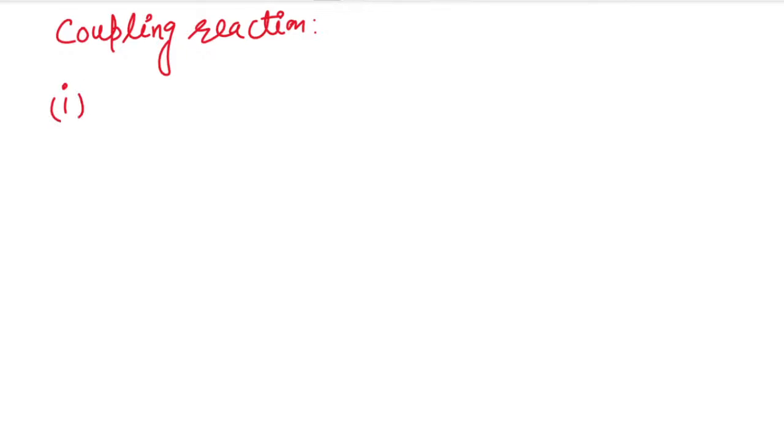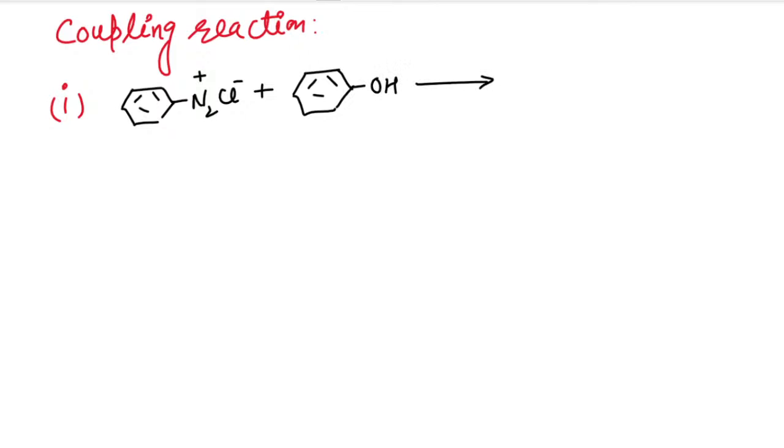If we have a diazonium salt and it reacts with phenol, you know phenol is an acid, so we use a weakly alkaline medium, that is, pH is 9 to 10.